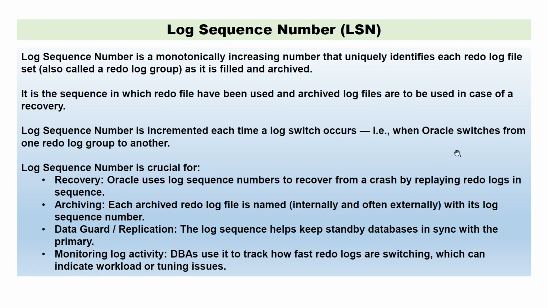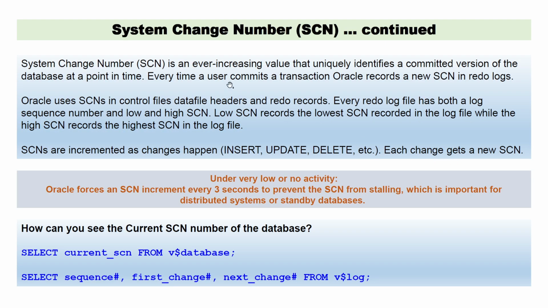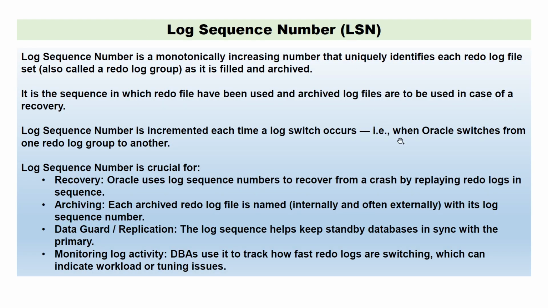Now, there is also a concept of log sequence number. SCN is the system change number; this is the log sequence number. Log sequence number is a monotonically increasing number that uniquely identifies each redo log file, also called redo log group, as it is filled and archived. So the log sequence number is associated with the redo log group. It is the sequence in which redo log files have been used, and archived log files are to be used in case of recovery. So it is basically a sequence.